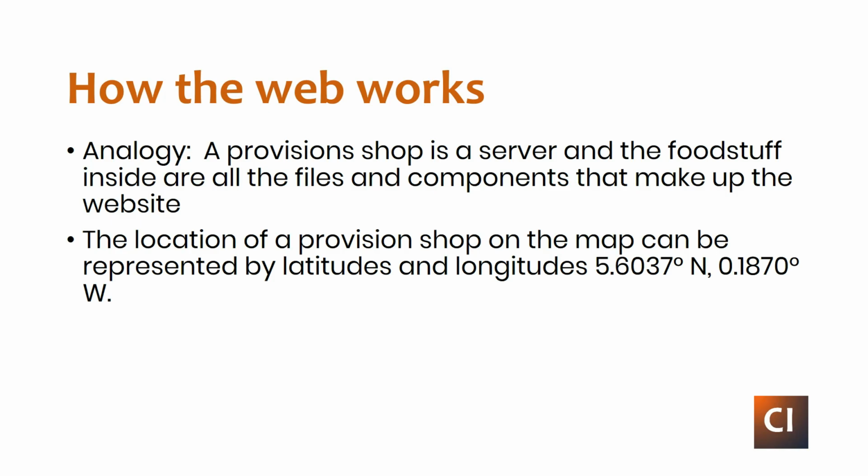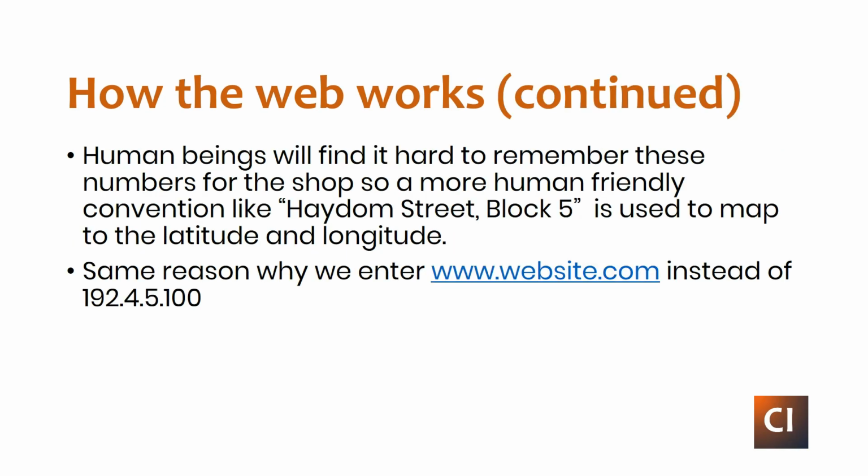And all the stuff in there are files and components that we talked about that make up the website, right? Now when you go to the provision shop, you want to get some food from the provision shop. The actual location of the provision shop on the map is usually represented by latitude and longitude. So you have something like this, which is the latitude and longitude for Accra, for example, right? Now, how can we possibly keep this in our memory all the time, right? So how are we able to store this in memory?